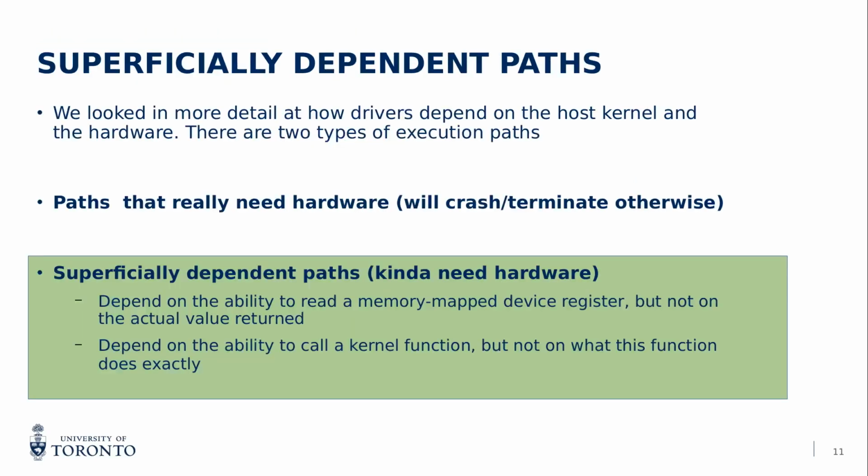This gets us to the idea of superficially dependent paths. When the driver executes, there are two types of paths. Paths that really need to receive specific values from the hardware or the original kernel. And there are paths, which we call superficially dependent paths, that only need the peripheral or the original kernel more as a formality. They might need to be able to speak to them, but the actual return value or function call side effects don't matter.